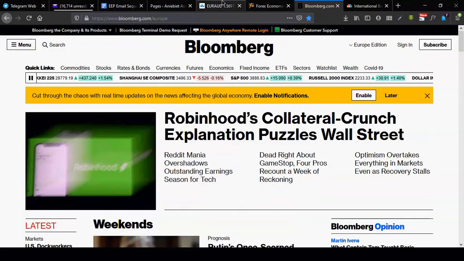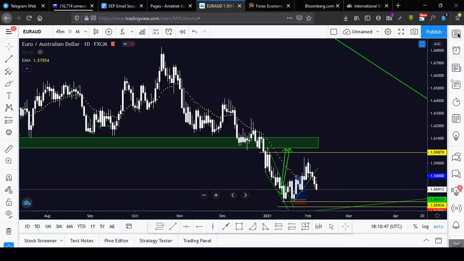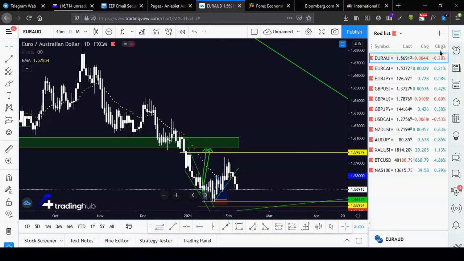Alright, so let's jump into the charts. We start with EURAUD. Today we are not going to do all the analysis on my watch list. I'm going to just pick a few. I will take EURAUD, pound dollar, USD CAD, NZD, AUD, JPY, gold, Bitcoin, and Nasdaq. So we start with EURAUD.